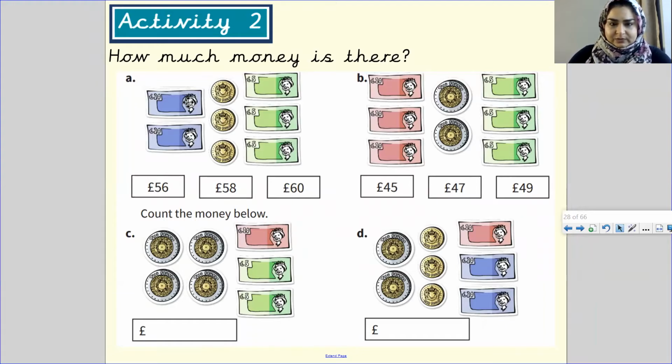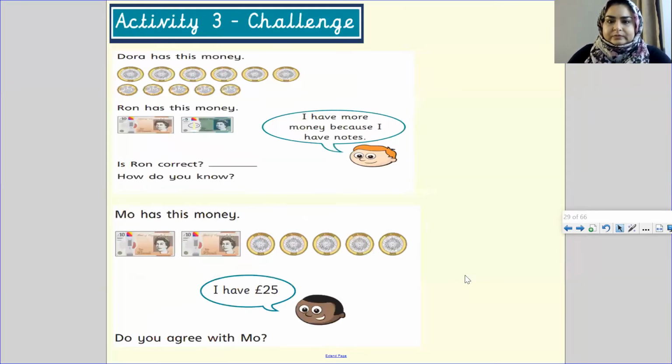Now with activity 2, how much money is there? So you need to count the money and write the correct total. And then activity 3's challenge is this. It's a word problem that you need to work out.